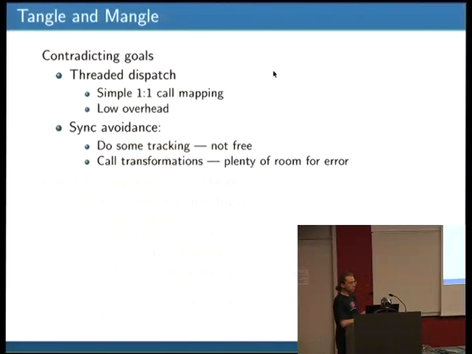So with that in mind, we have contradicting goals here. On one hand, we want to have a very simple threaded dispatch layer, which for simplicity performs a one-to-one mapping and has lower overhead. On the other hand, for practical reasons, we want to avoid syncs. To do that, we need some hacks, and hacks come with a cost.